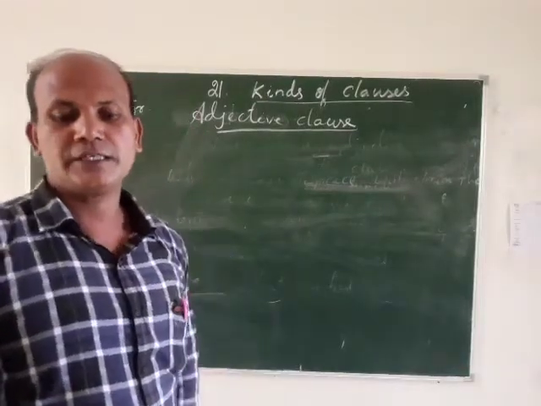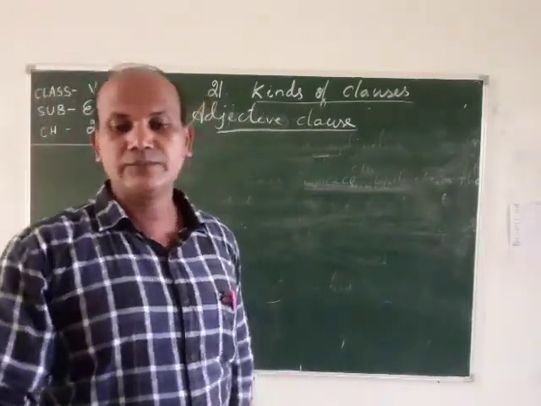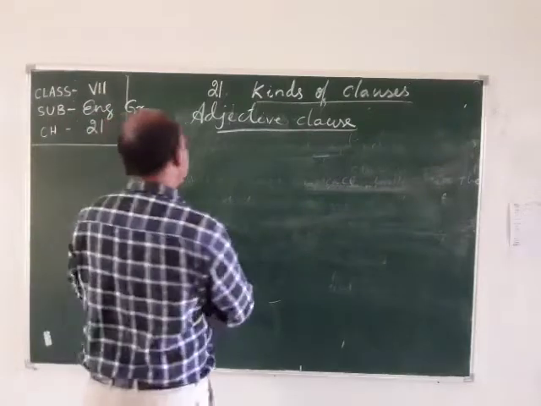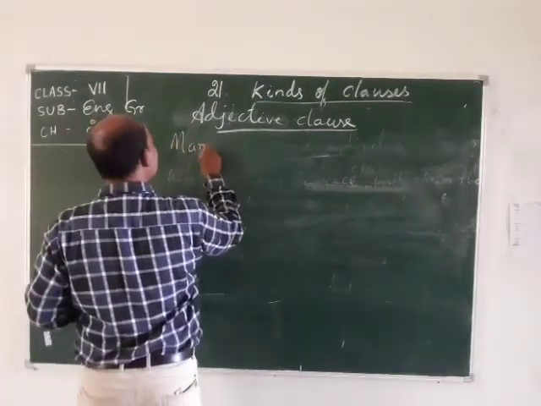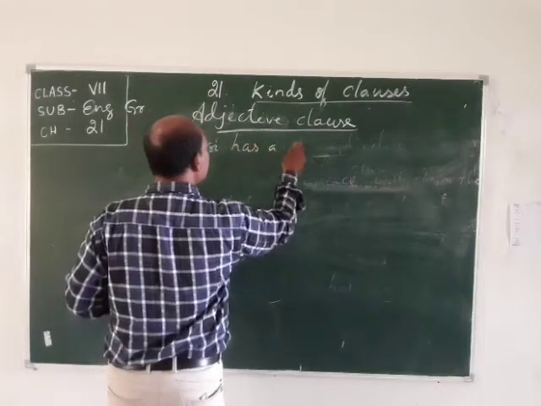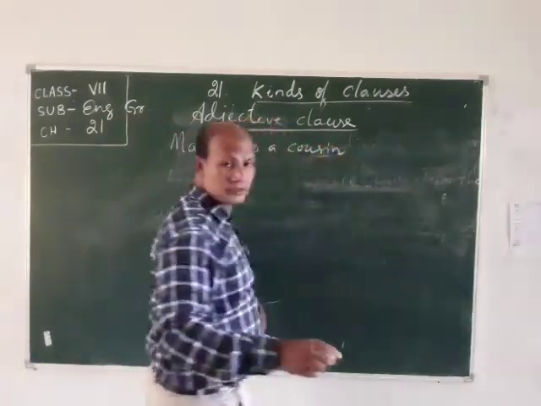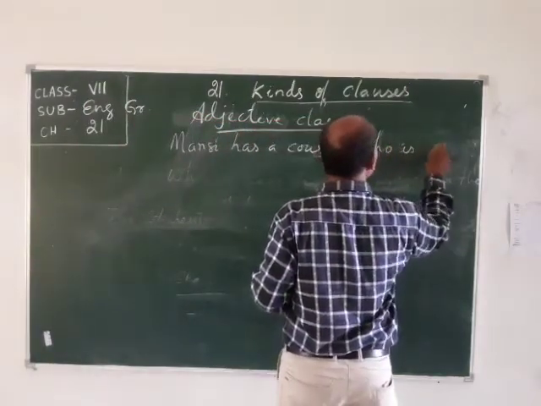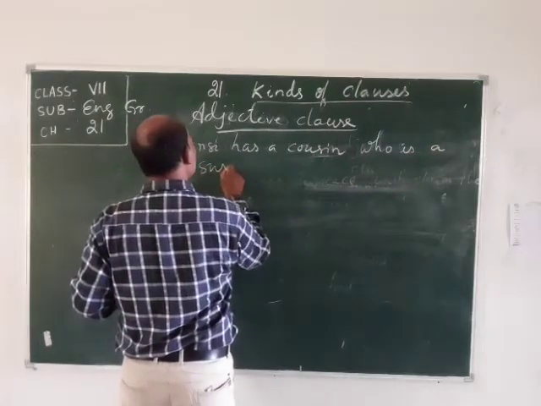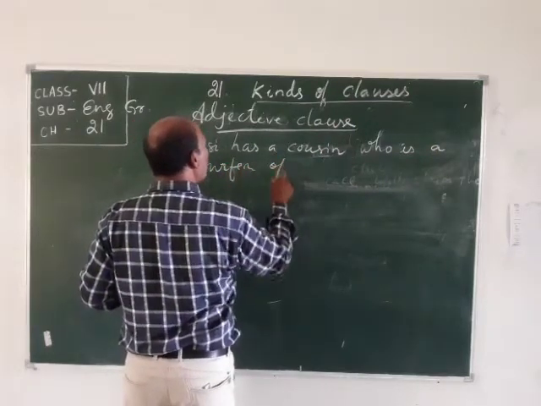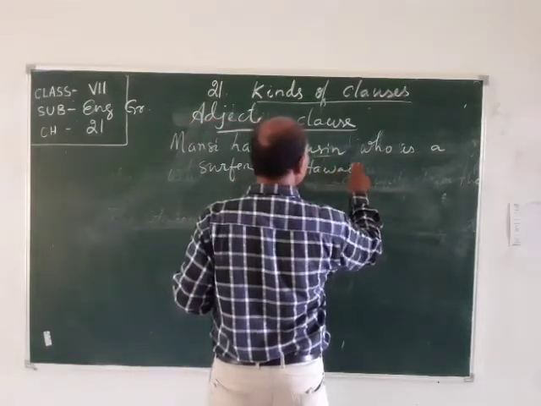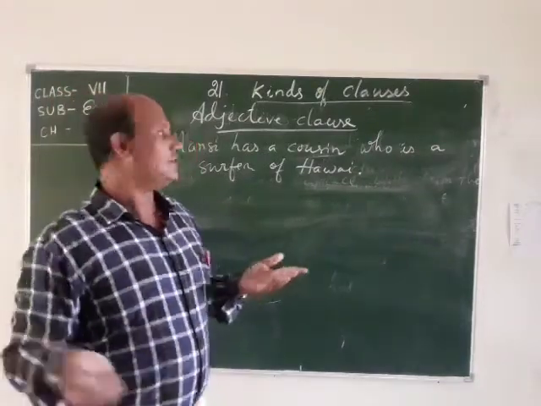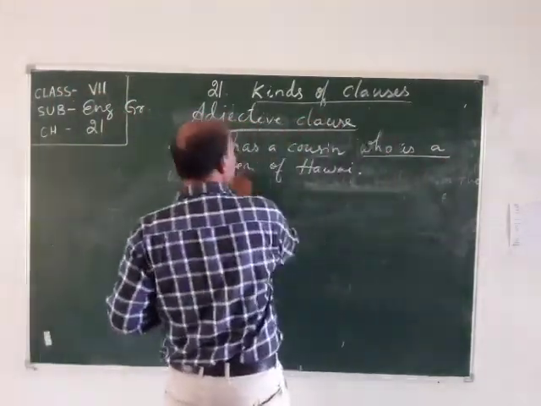So next, students, we shall discuss the adjective clause. You have to know the adjective clause, you have to make sentences. Mansi has a cousin who is a surfer of Hawaii. Mansi has a cousin who is a surfer of Hawaii. You can see this sentence.